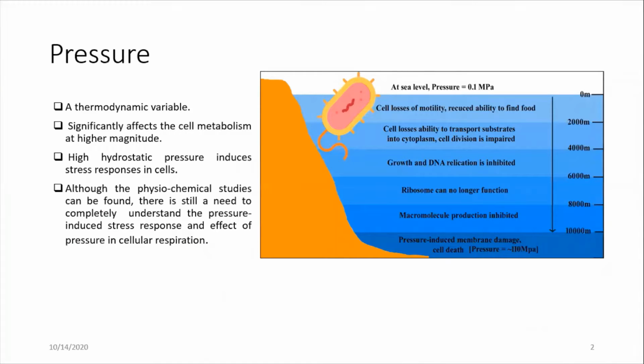Pressure is a well-known thermodynamic variable, and it has been found that pressure significantly affects cell metabolism. Imagine a cell in an ocean, and if it goes to a certain depth, then several things might happen. It might lose motility, the ability to find food could get reduced, growth and DNA replication also could be inhibited, and if it somehow goes to the bottom of the ocean, it might even die.